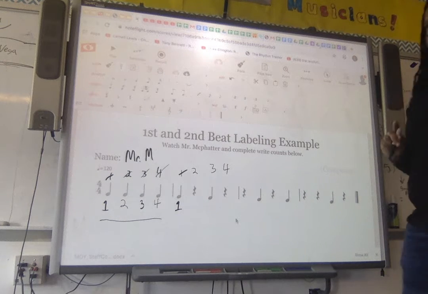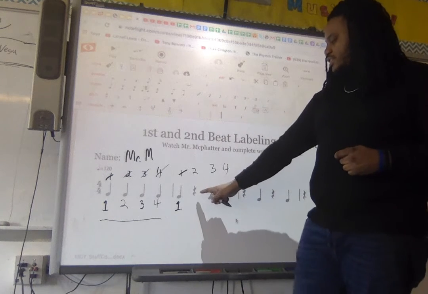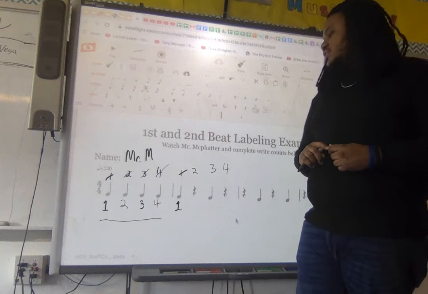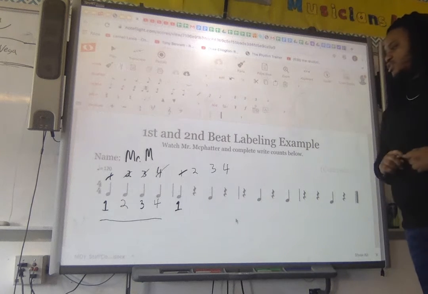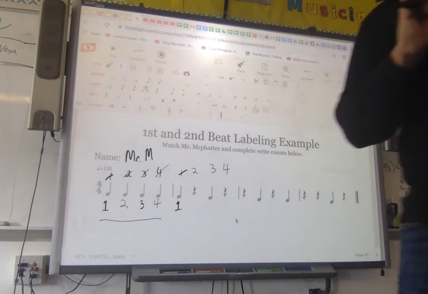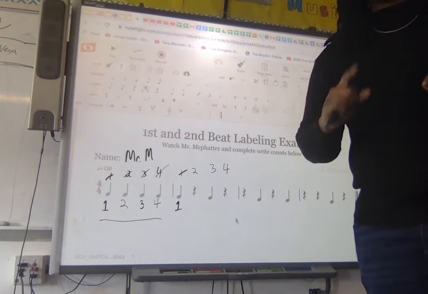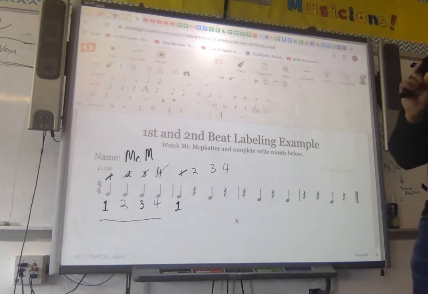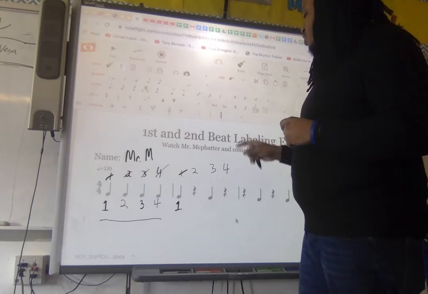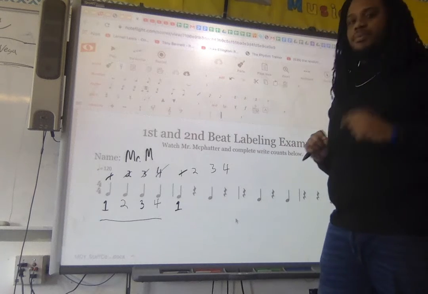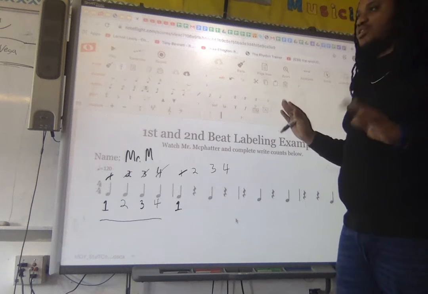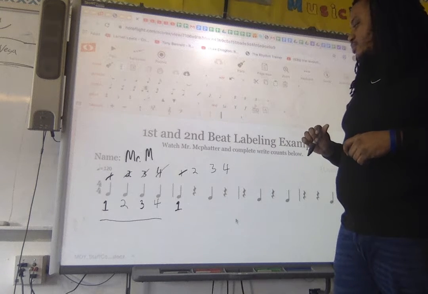Now this next part is tricky. What is this? Yes, it is a quarter rest. And a quarter rest is where we don't do anything. The music takes a break. But just because it's taking a break does not mean that it doesn't get a beat. It does get a beat. This quarter rest means we're silent for one beat. So now I've got to figure out which beat in the measure we're going to be silent for.